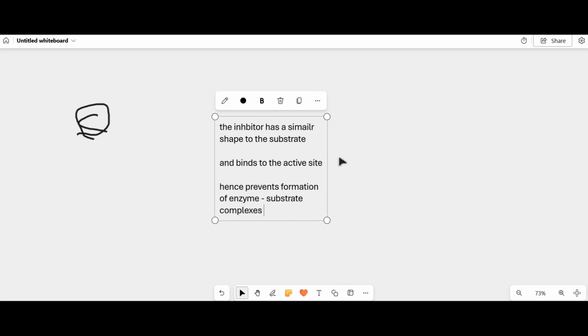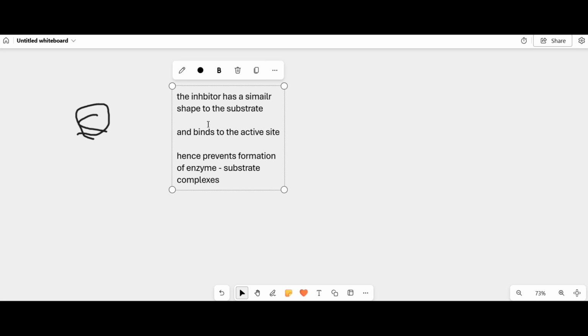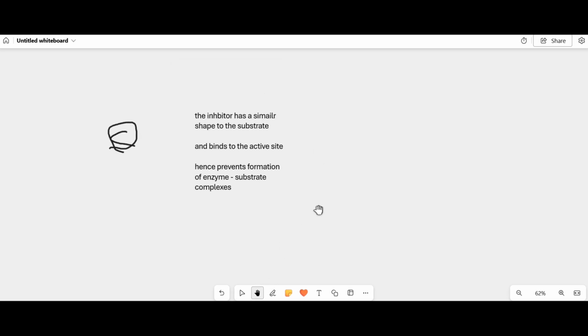When you talk about it like that, they'll give you those 3 marks easily, laid out. Do you see that? You get it? So say that the inhibitor is complementary, say that it binds to the active site and blocks it, and always say something like hence prevents formation of enzyme-substrate complexes. They like when you say that kind of thing. Alright, question D.